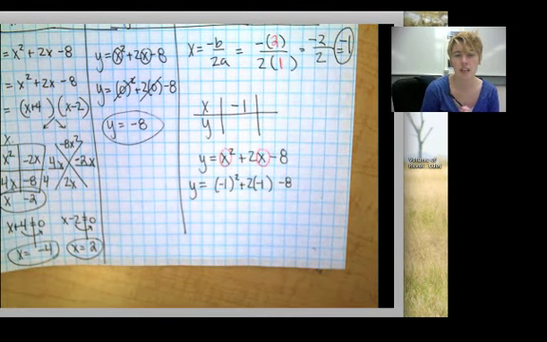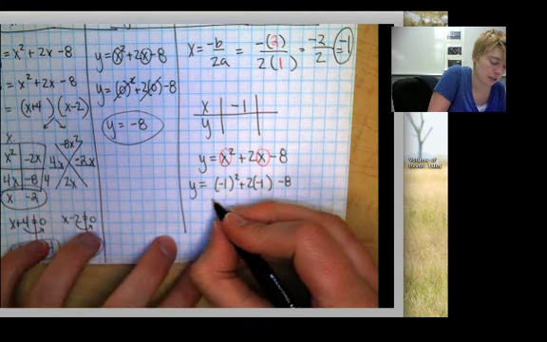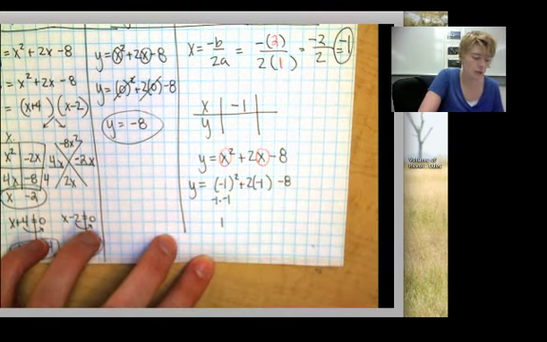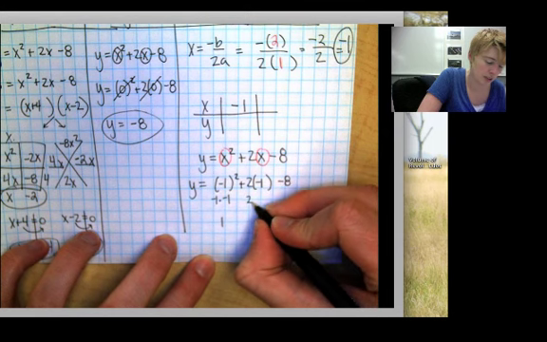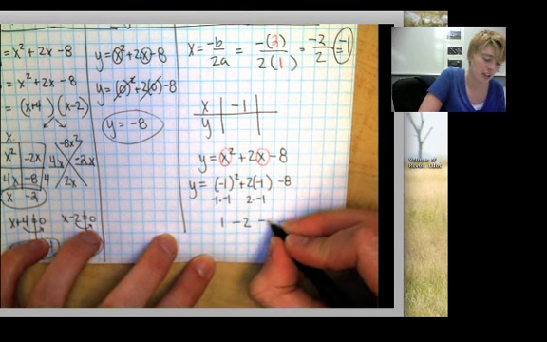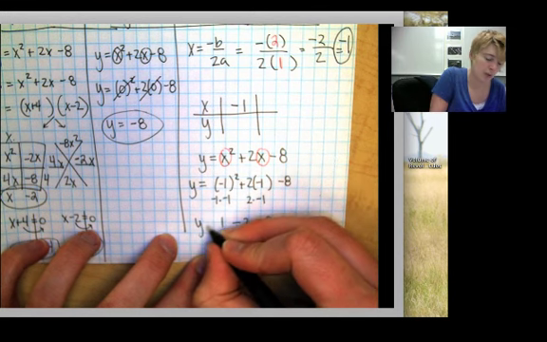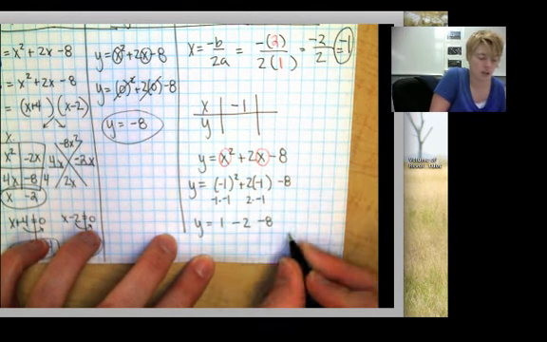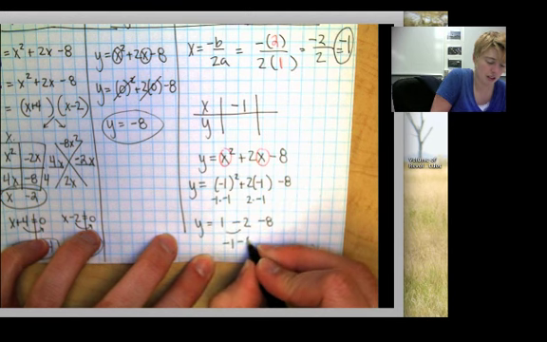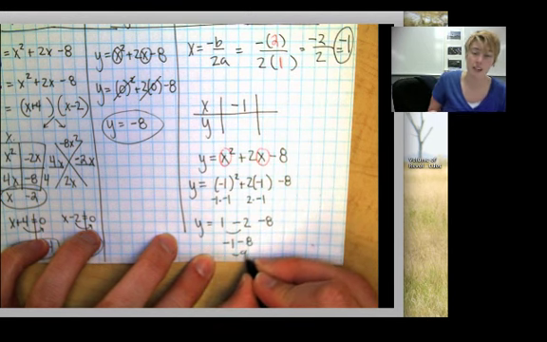Then what I'm going to do is solve this thing. So negative 1 squared means negative 1 times negative 1, which is a positive 1. 2 times negative 1, which is what this is, is a minus 2. And then I have a minus 8. So y equals 1 minus 2 minus 8. 1 minus 2 is a negative 1. And a negative 1 minus 8 is a negative 9.